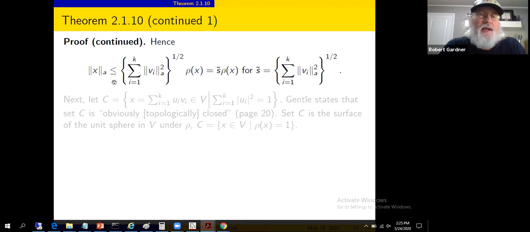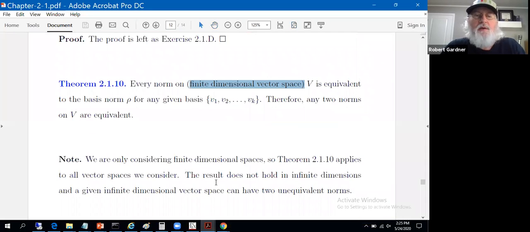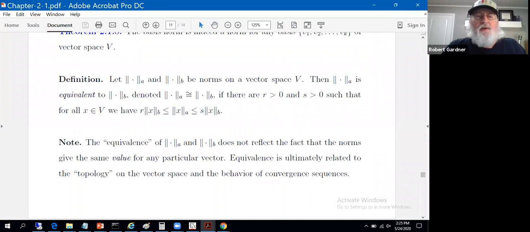We've got the A norm of x is less than or equal to some constant times the basis norm, rho of x. I think that's halfway there. Let's look at the notes again. What did it mean for norms to be equivalent? It meant the A norm of x is less than or equal to some constant times the B norm of x. Well, that's exactly what we've got, except instead of S, we have S tilde.